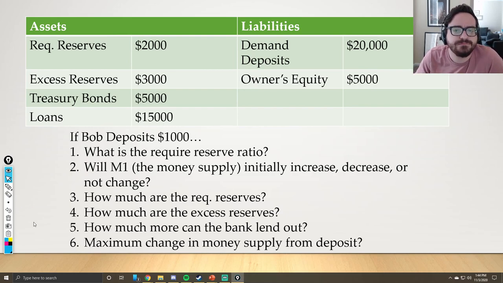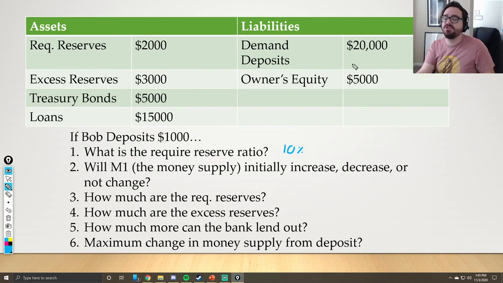But first things first, both sides are 25K. 25,000, 5,000, 10,000, 25,000 when I add it all up. So we're starting off correctly here. Bob's going to deposit $1,000. Good for him. What is the required reserve ratio? All right, 20,000 and 2,000. So that's 10%. I know the 10% comes up a lot because it is the actual reserve requirement. It doesn't have to be 10%. It could be 20, it could be 25, it could be 50%. But in this case, it's 10 because 2,000 to 20,000 is 10%.